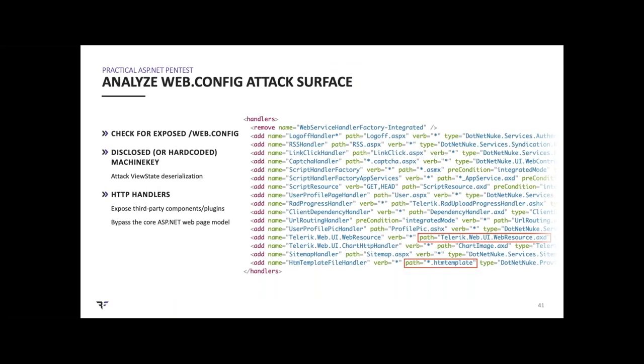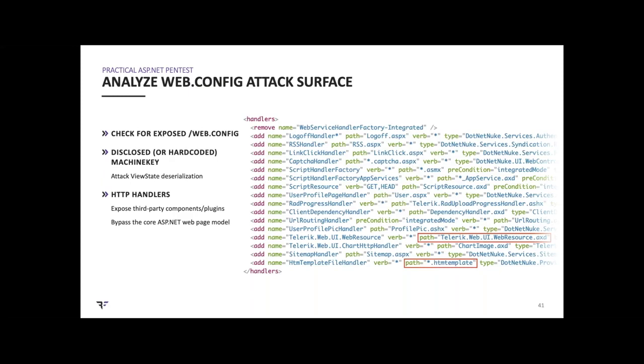I mentioned the web.config just a moment ago. This is a file that every ASP.NET application has, and you should always check to see if it's exposed to the internet. It shouldn't be, because it contains sensitive configuration information. When disclosed, it can allow you to do things like attack ViewState deserialization. That's sort of out of the scope of this talk, but it's important to mention here because it's pretty relevant.